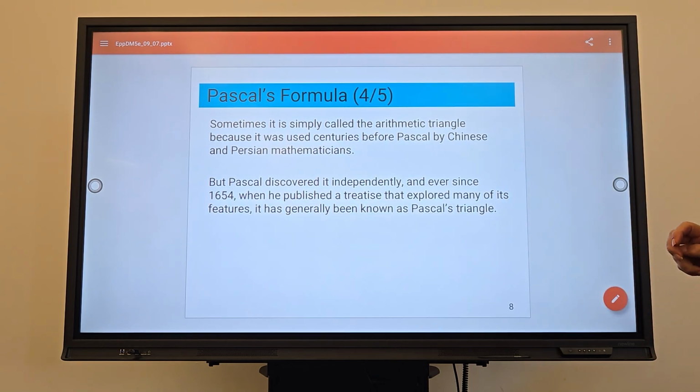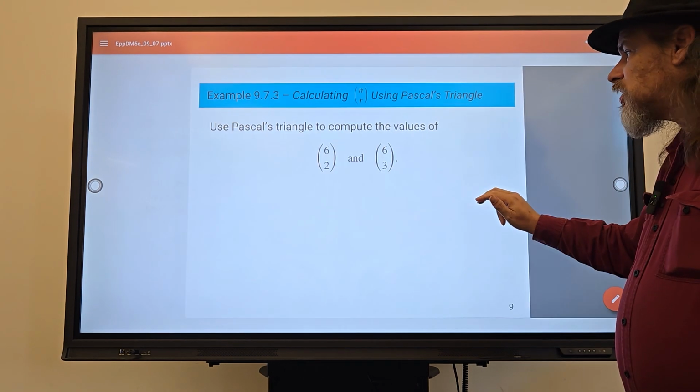Sometimes it's simply called the arithmetic triangle because it was used for centuries before Pascal by Chinese and Persian mathematicians. But Pascal discovered it independently, and ever since 1654, when he published a treatise that explored many of its features, it has generally been known as Pascal's triangle.